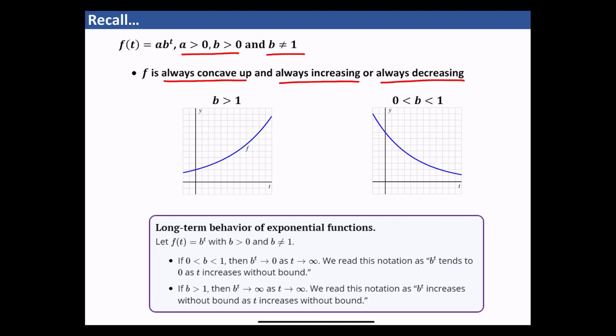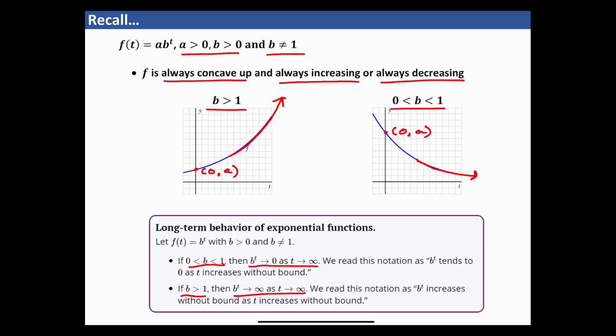We have also established that when the growth factor b is between 0 and 1, then the function tends to 0 as t increases without bound, using this arrow notation as shorthand. And when the growth factor b is greater than 1, the function increases without bound as t increases without bound. Lastly, we've established that the constant a is a vertical scaling of b to the t, and so the y-intercept is at 0a.